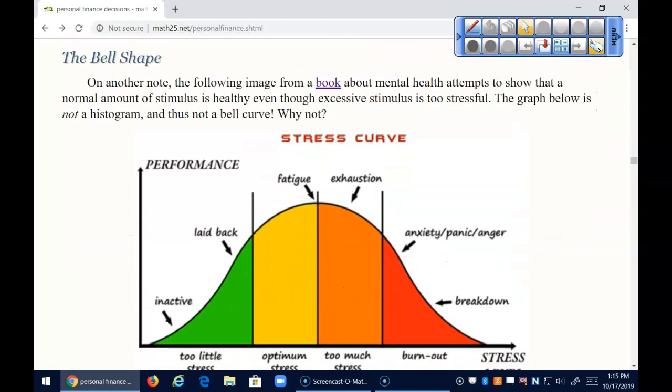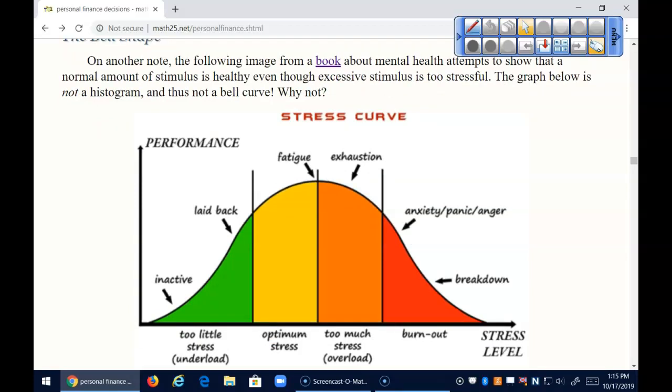Okay. Check to see if you're paying attention. Here's a nice image from an interesting book about mental health. It's talking about stress. If you have way too much stress, you burn out. If you have a little too much, you feel overloaded but manage. If you have an okay amount of stress, that's motivating and keeps you going. And if you have too little, then you fall asleep. So they're trying to make a bell curve out of this, but this isn't, as it's drawn, a bell curve, even though the shape looks like a bell. So what's wrong with this?